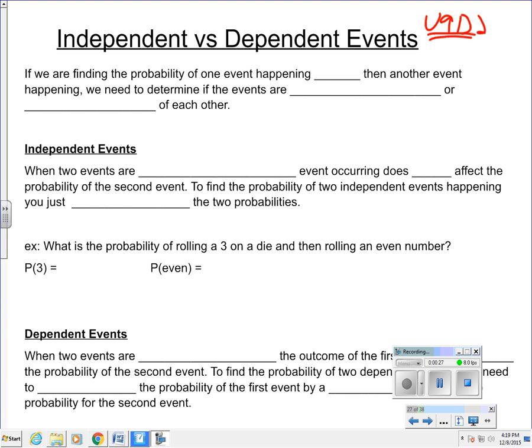So first thing we're going to look at is probability of one event happening and then another event happening. So this "and then" is going to be a keyword we'll use later. So for finding the probability of one event happening and then another event, we need to find out if these are independent or dependent events.